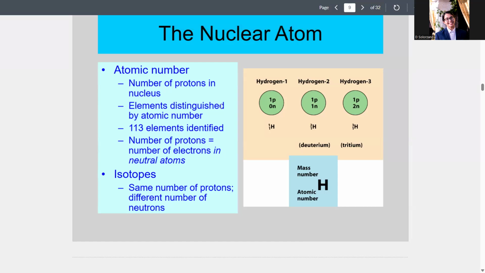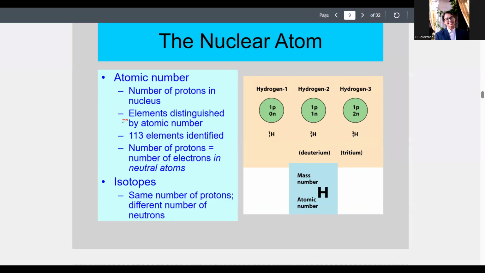In a typical neutral atom, the number of protons is going to be the same as the number of electrons. Because, right, if there's no charge, then the number of positive charges and the number of negative charges will be the same. So that's what this part here is saying.